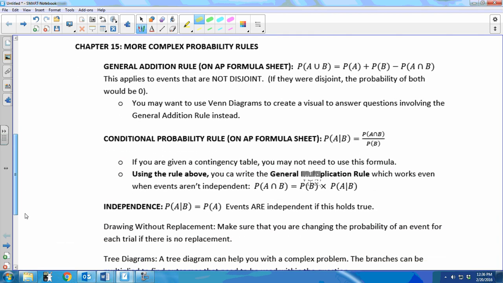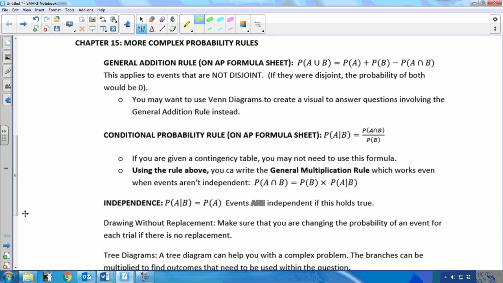In Chapter 15, we're talking about more complex probability rules. Here we're going to build on some things and talk about things on the AP formula sheet. The general addition rule is on the AP formula sheet, and it says the probability of A or B, where the U means or, is the probability of A plus the probability of B minus the probability of A and B.